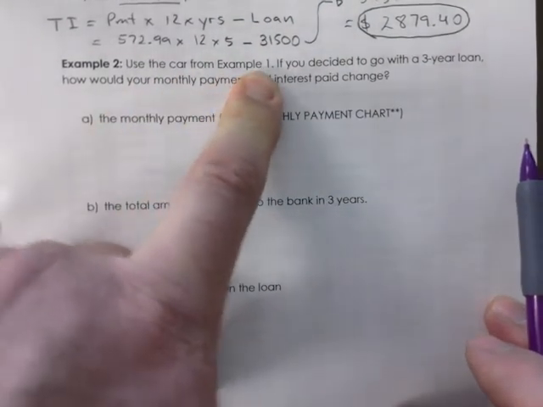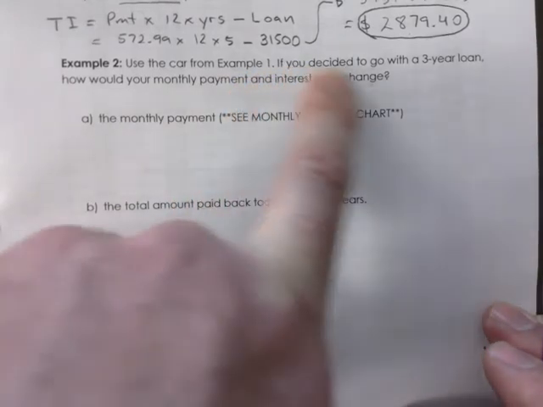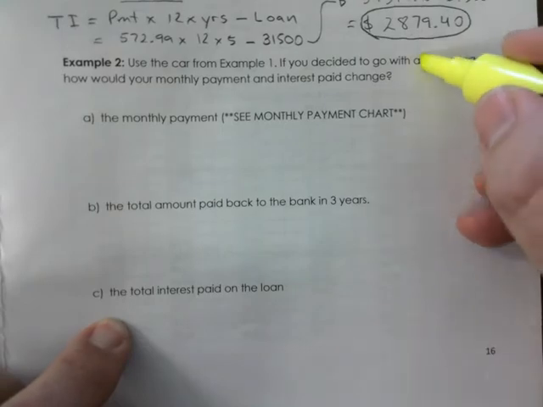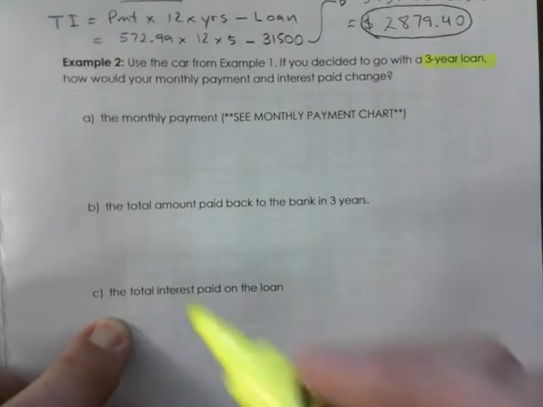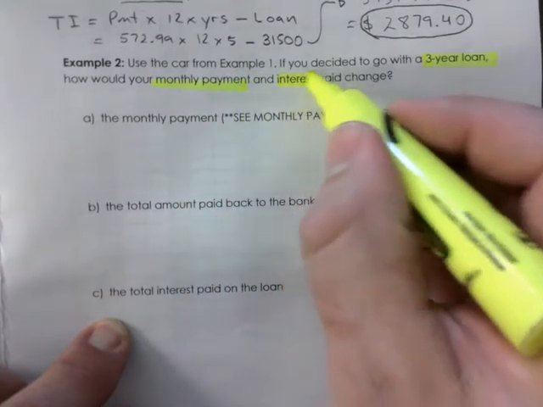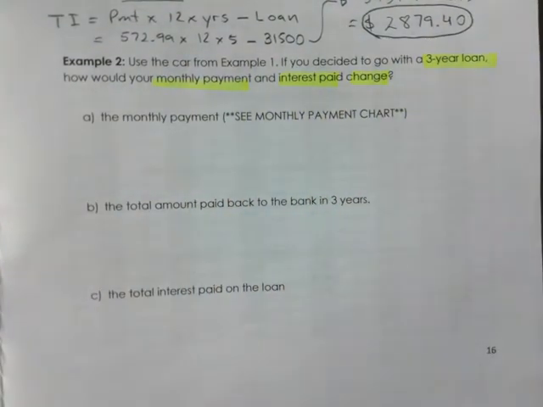So now let's look at a different scenario, right? Use the car in example 1. If you decided to go with a 3-year instead of a 5-year, how would the payment and interest change, right?